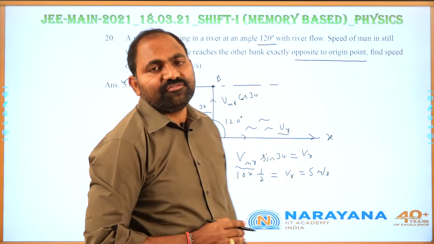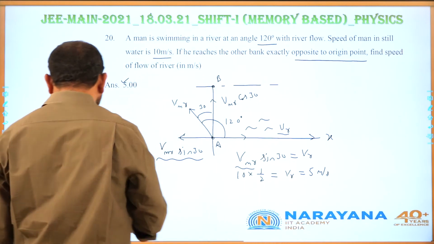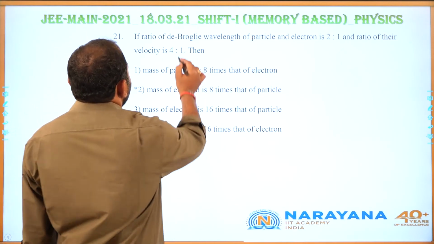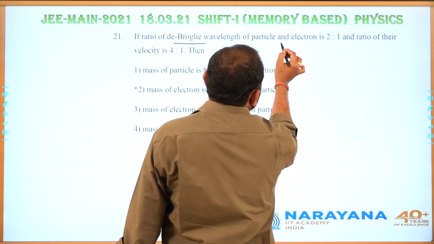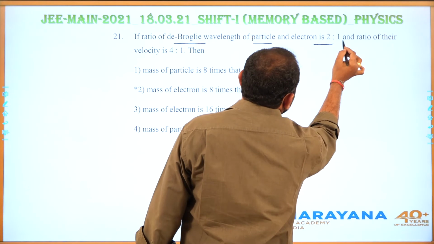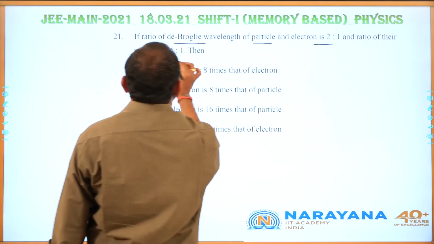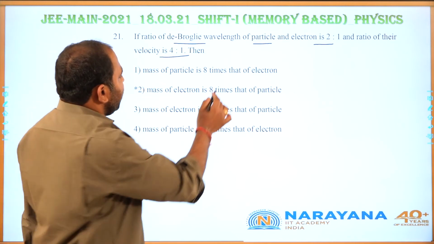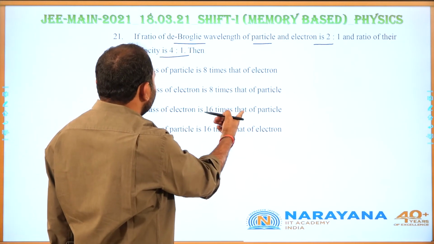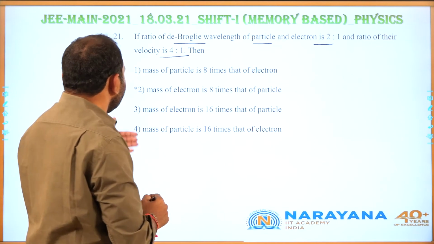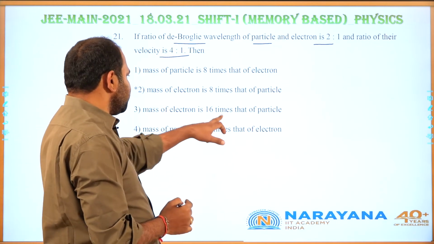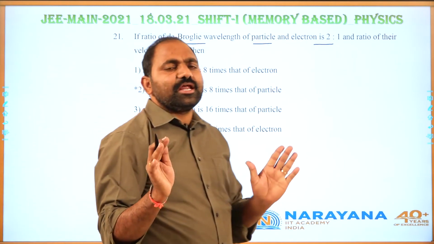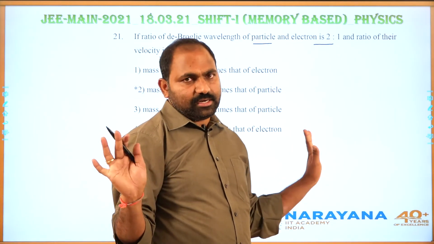Let us go to the 21st question. If the ratio of de Broglie wavelength of particle and electron is 2:1 and the ratio of their velocity is 4:1, then the mass of particle is 8 times that of electron, or the mass of electron is 16 times that of particle, or the mass of particle is 16 times. He is asking the ratio of mass of particle to mass of electron in this case.